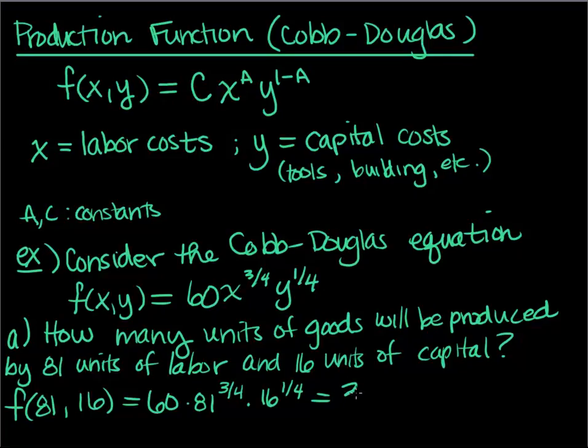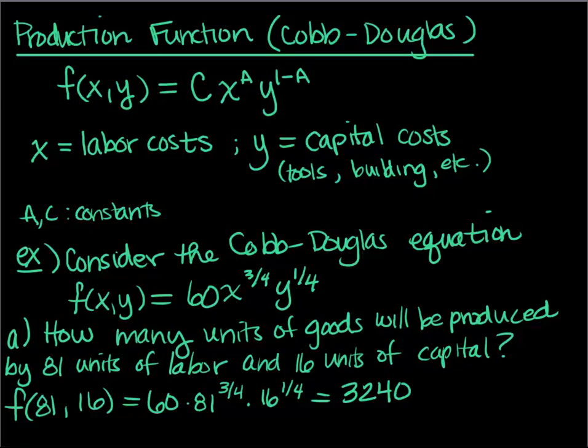So I get 3,240. So 3,240 units of goods. So I'll produce 3,240 Math Rocks t-shirts if I'm spending 81 units of labor and 16 units of capital. And we could do different things there. We could say, what if I spent more units on capital and fewer on labor? You could see what is going to happen to how much I will produce.